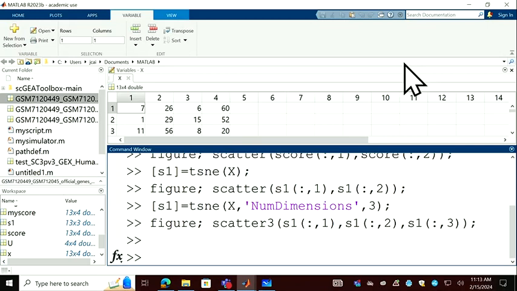MATLAB does not have a built-in function for UMAP, but I had that built into the toolbox. So if you have this toolbox installed, you can run S2, then you type run dot, you need MT, which stands for MATLAB, and UMAP, okay? So this gives you the UMAP embedding.